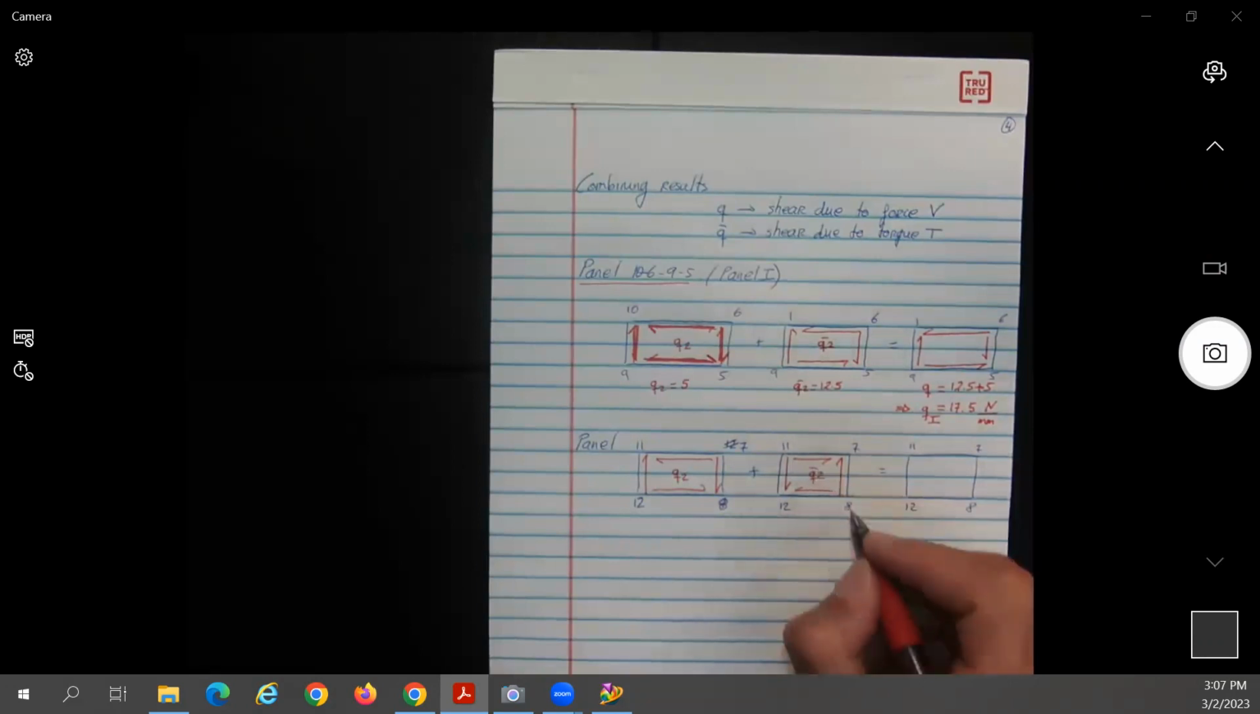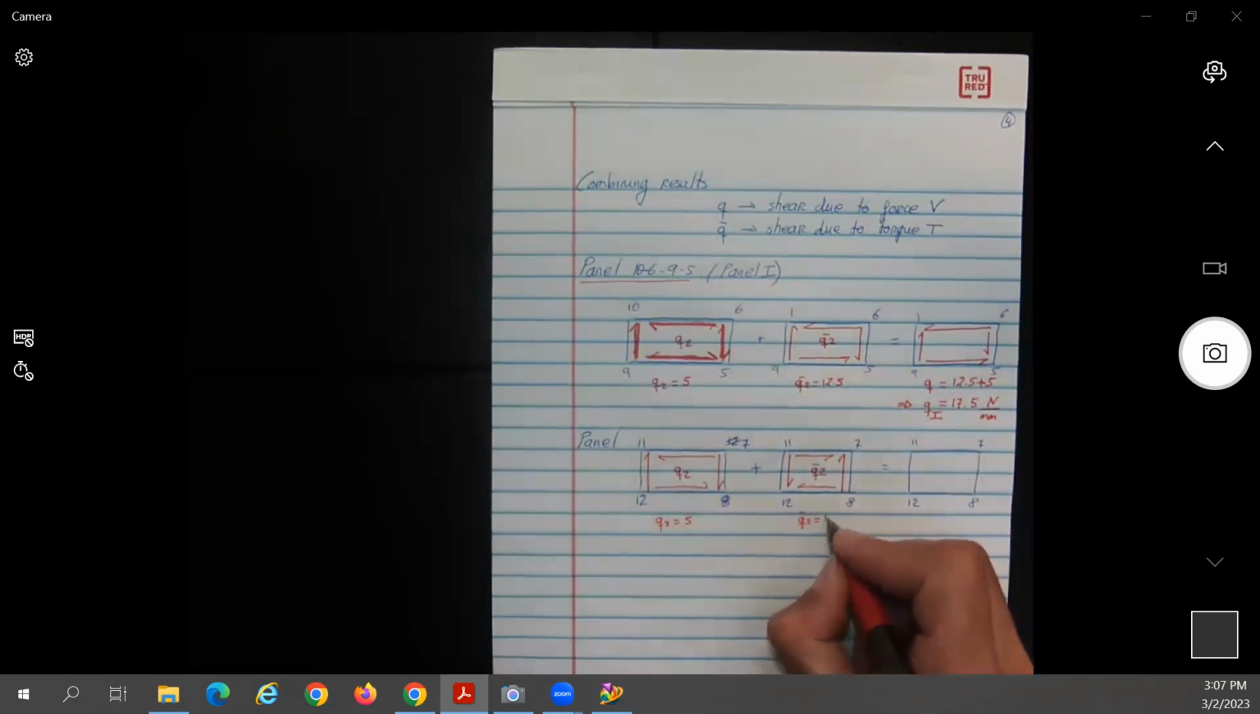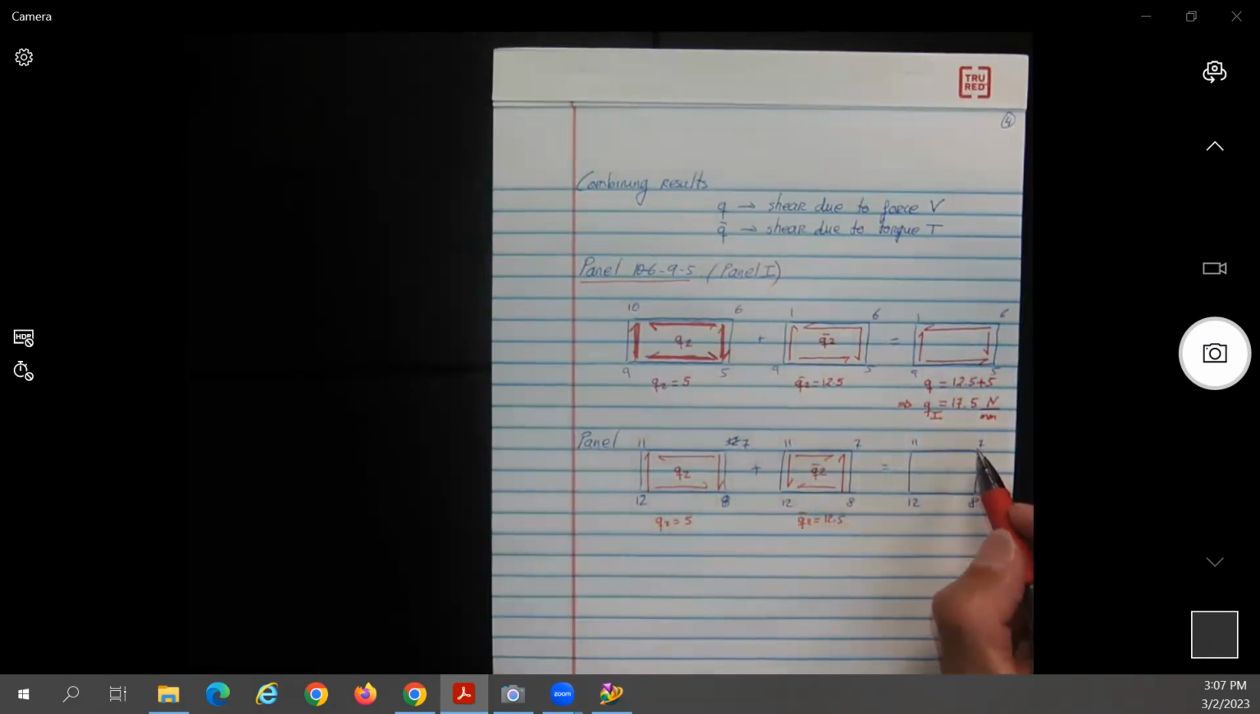Okay, this should be our Q bar 2. So again, we're going to have Q2 equal to 5, Q bar 2 equal to 12.5. What we're going to get here is, this time, we'll be going in that direction, down, up, and we're going to call this one Q Roman 2, which will be equal to 12.5 minus 5, which gives you Q bar 2 equal to 7.5 newtons per millimeter.